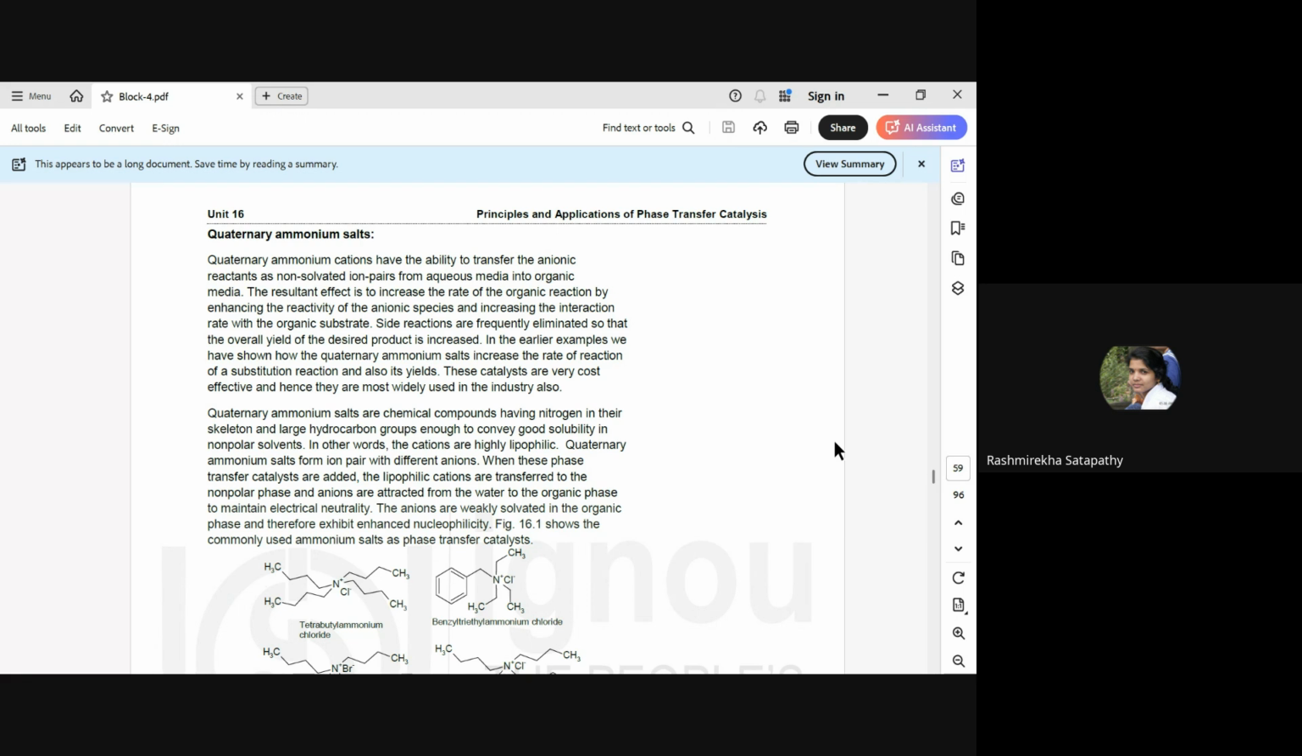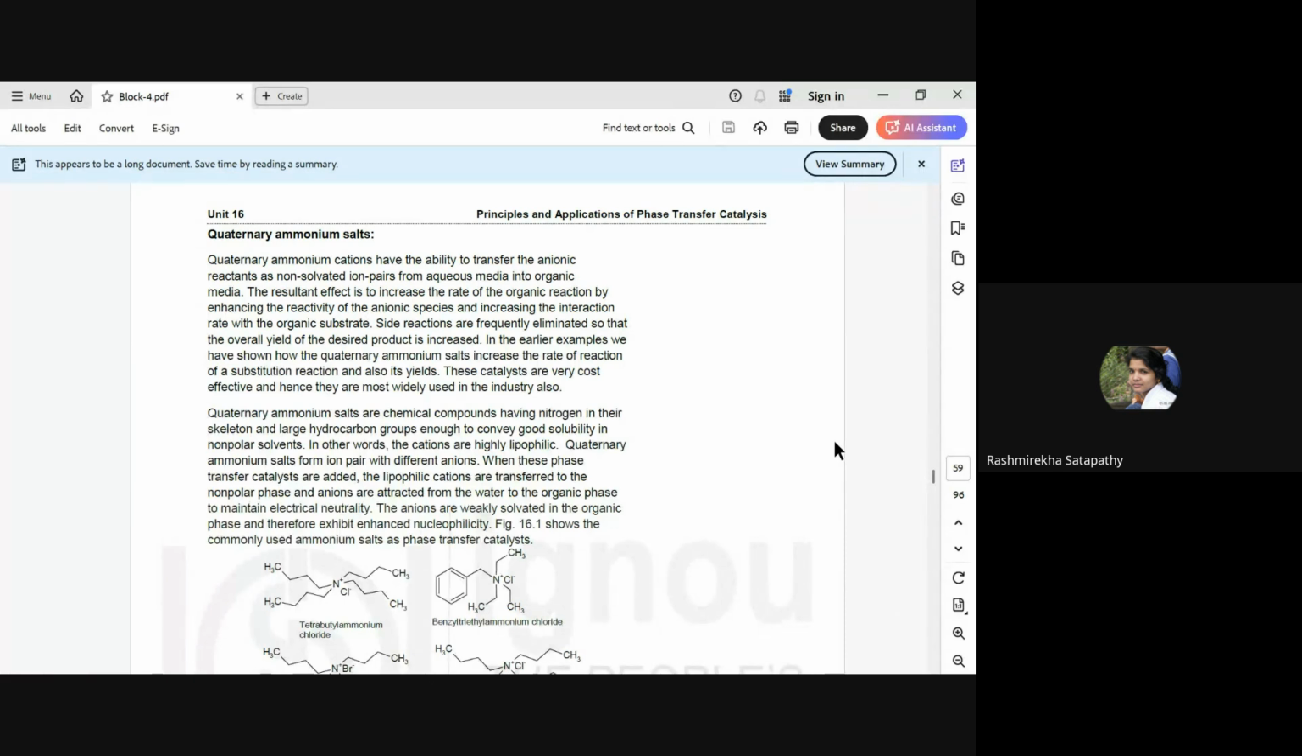In the earlier example, we have shown how the quaternary ammonium salt increased the rate of reaction of the substitution reaction and also its yields. These catalysts are very cost effective and hence they are most widely used in the industry also.